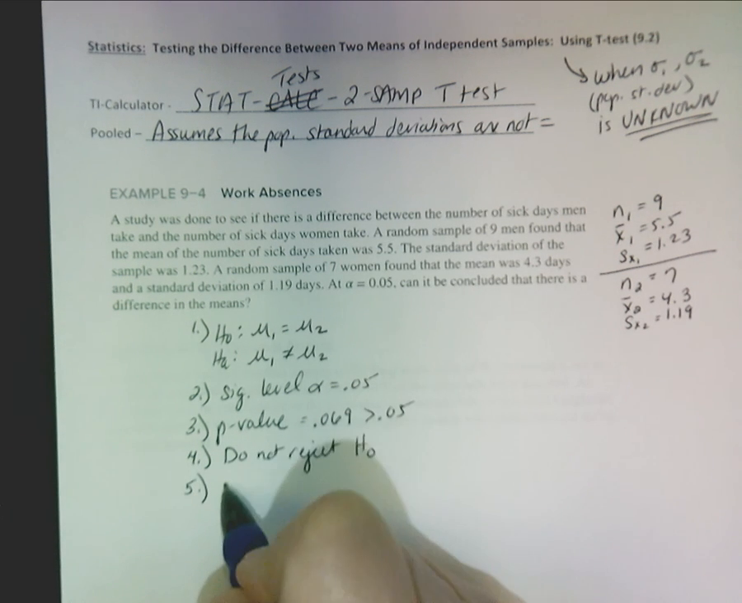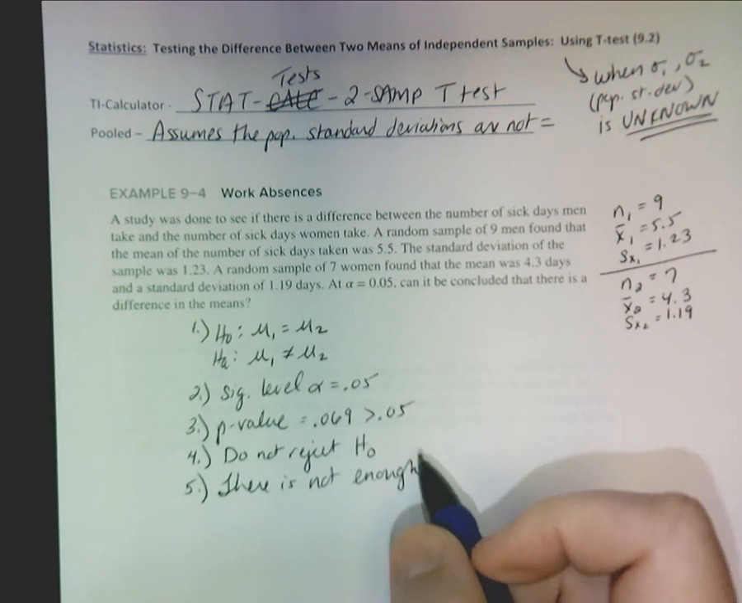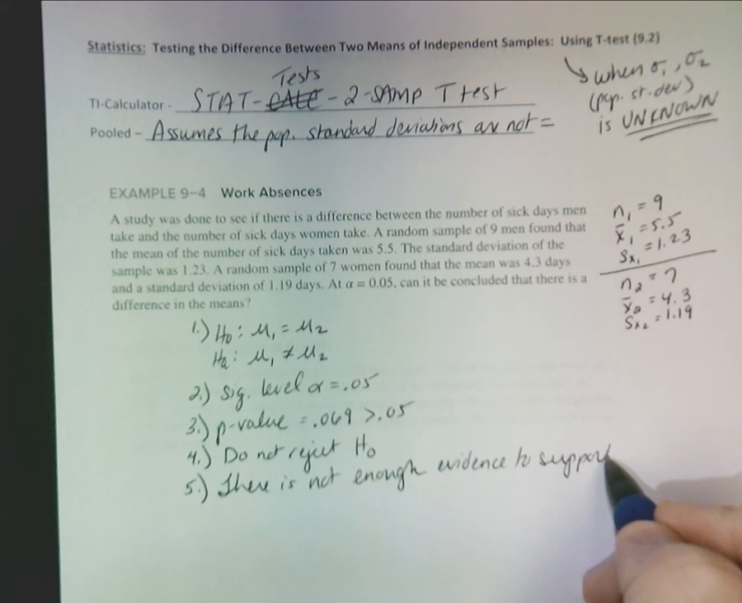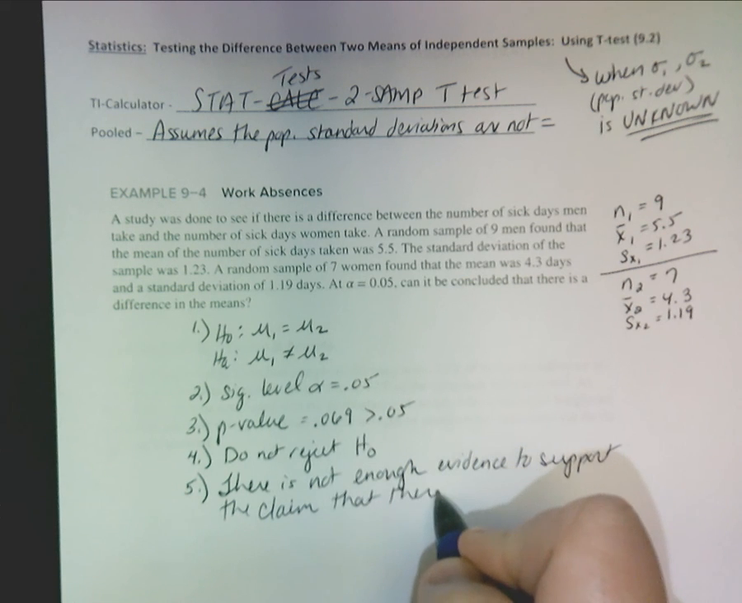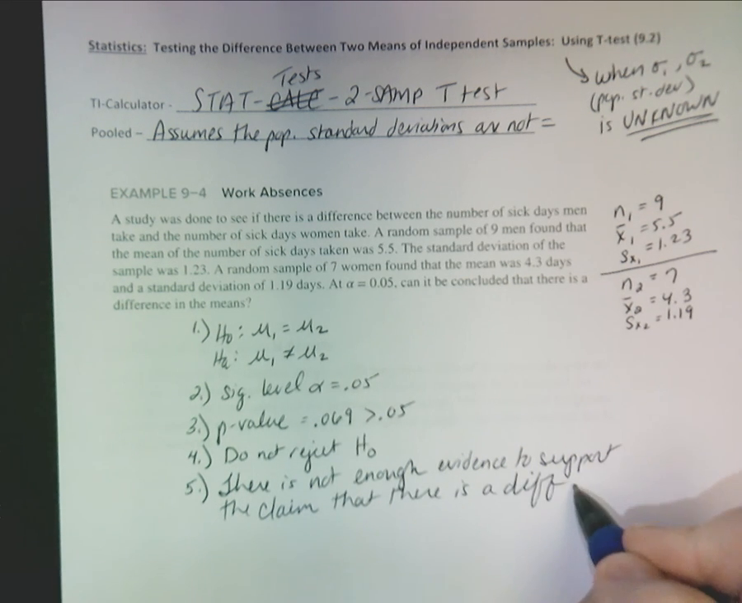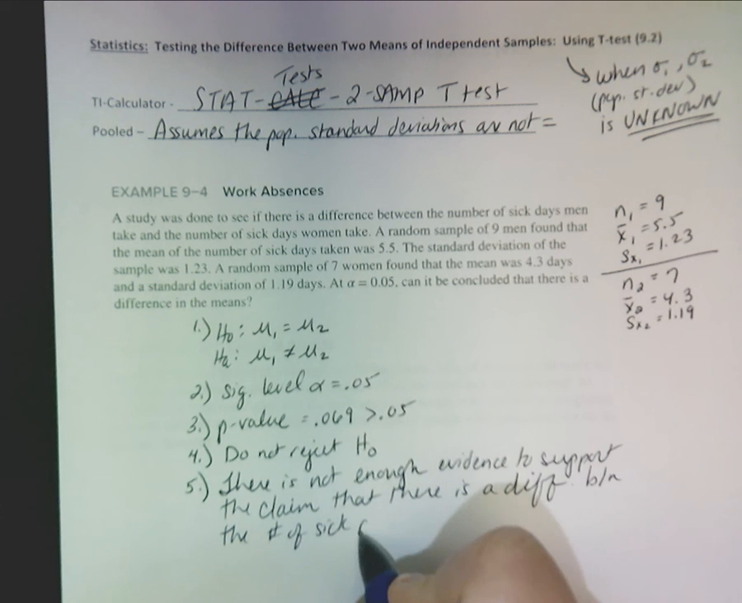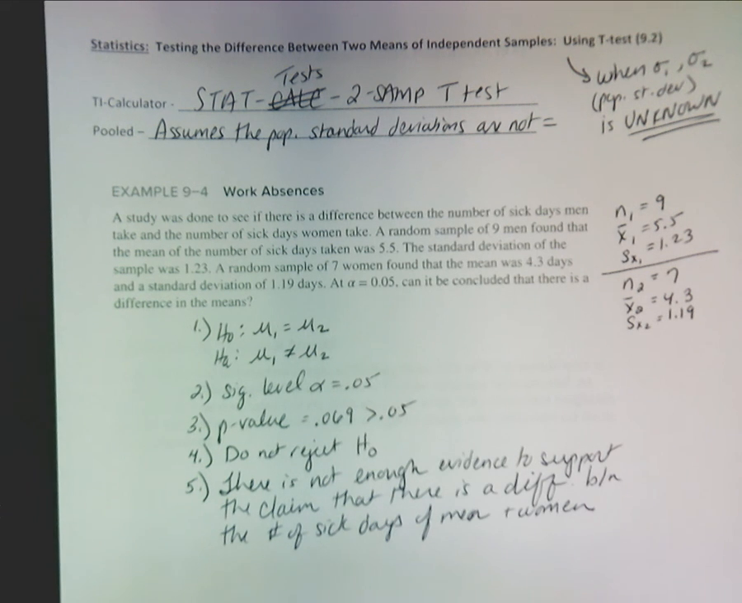And then number 5, there's not enough evidence. Sorry, women. I thought there'd be a difference, but there's not enough evidence to support the claim that there is a difference between the number of sick days of men and women. I know this seems long, and that's pretty much the longest part right there, number 5. But that's part of being a statistician. You've got to explain to the people you're working for what is going on with all these numbers. Okay, what does that mean?